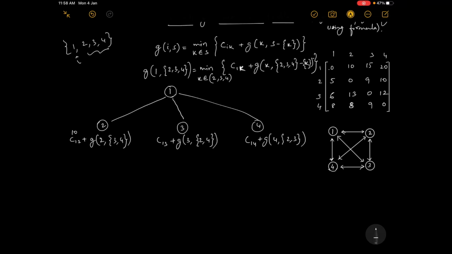Fine. Now the cost of C13 is known. What is C13? 1, 2, 3 is 15. So this 15 is known, but the second term is not known in each case, so we'll have to find it out. Now G of 2 comma 3 comma 4.